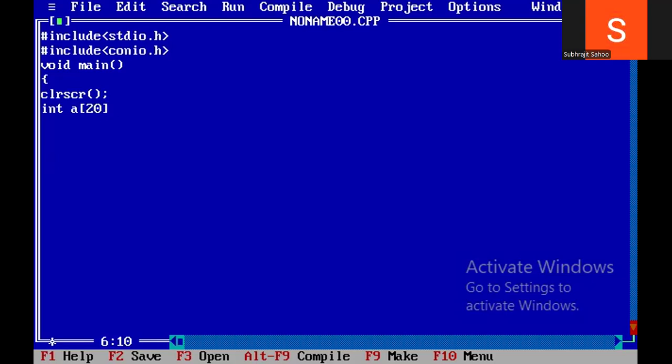I have taken maximum elements 20. Okay, comma i, comma j is required, comma temp is required, and how many elements you want, for that n is required. Now printf "enter number of elements".